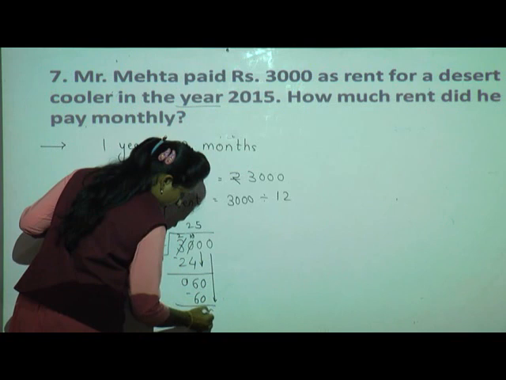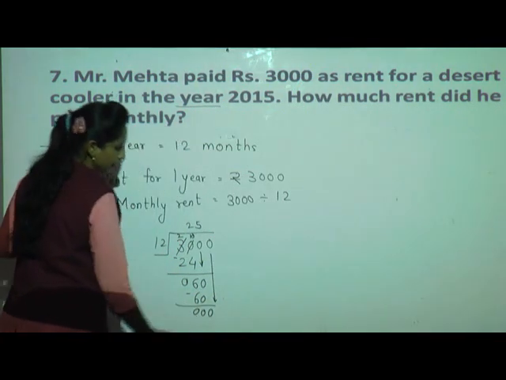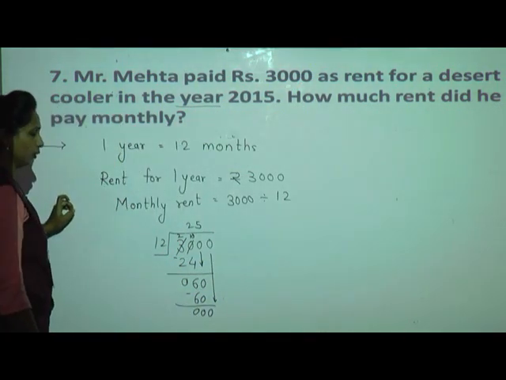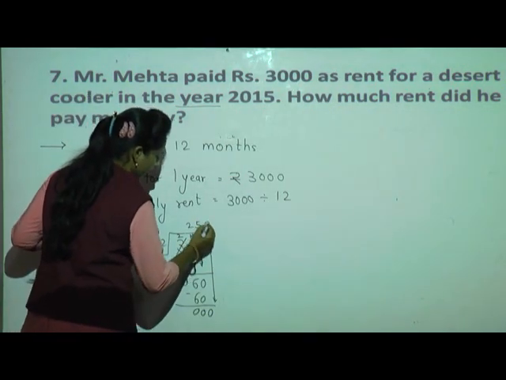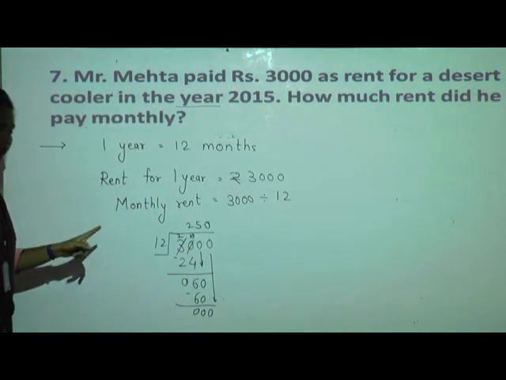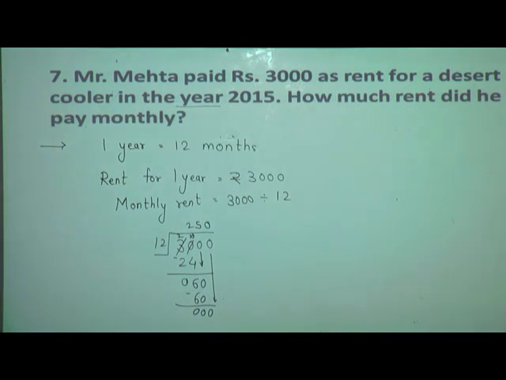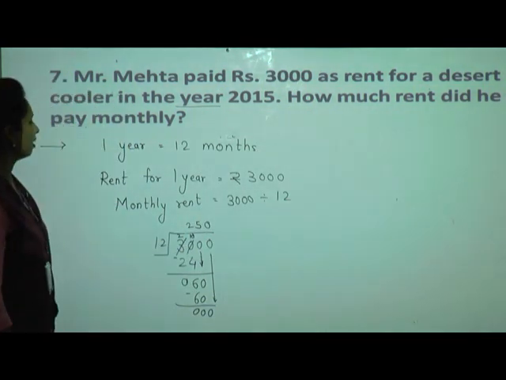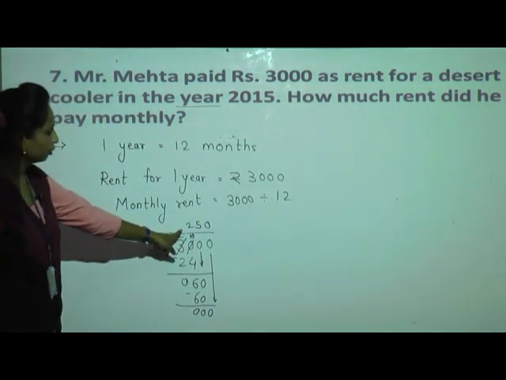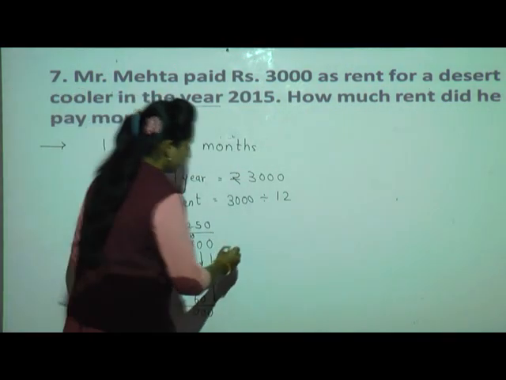Now bring down 0. 12 table 0 is there? No. But we have taken the 0. So we have to give here 0. Don't forget about this. This is very important. Okay, so what is the quotient? 250. So how much he pay monthly? 250 rupees. So you can write your answer.